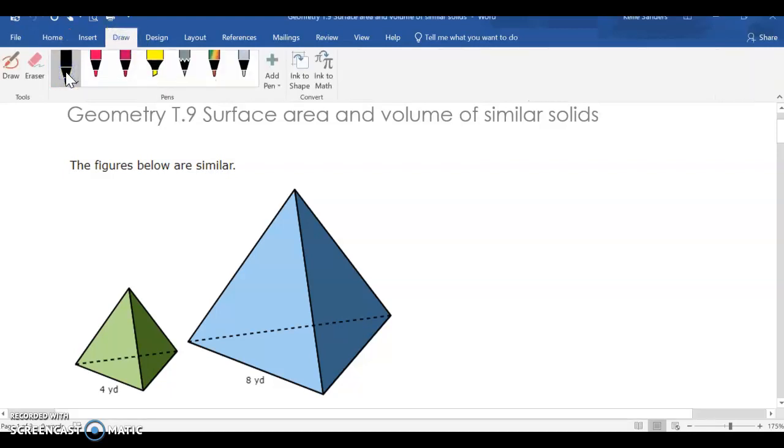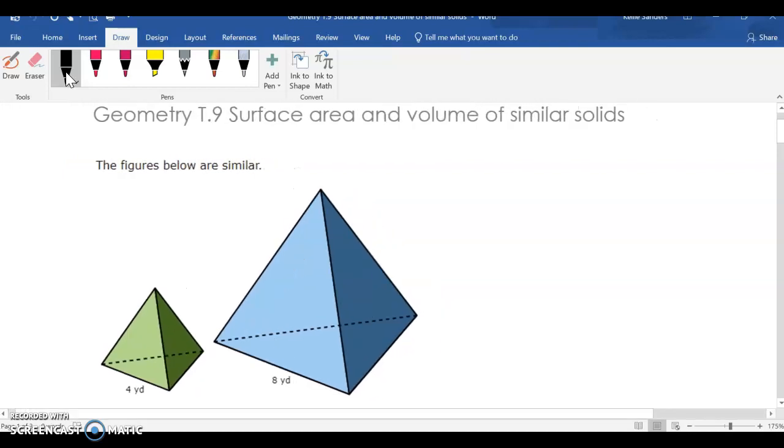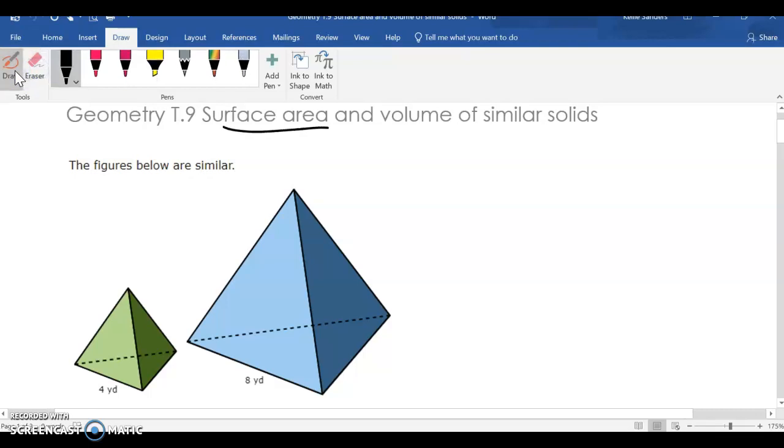Surface area and volume of similar solids. Whenever they were just similar, you just did one length to one length. You didn't really have to worry about anything. But whenever it's surface area and volume, you are going to have to make sure that you read what it's saying to be able to get what you need to get.